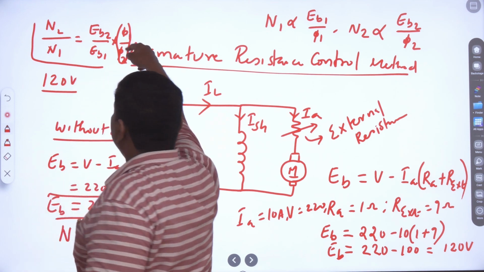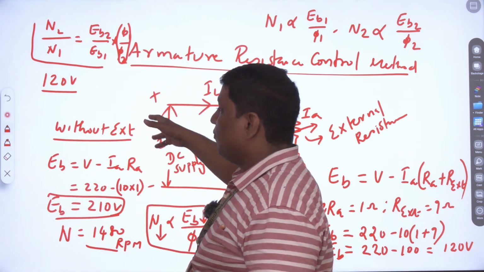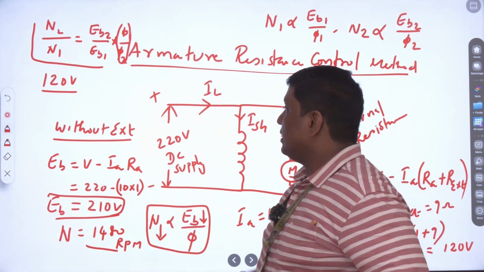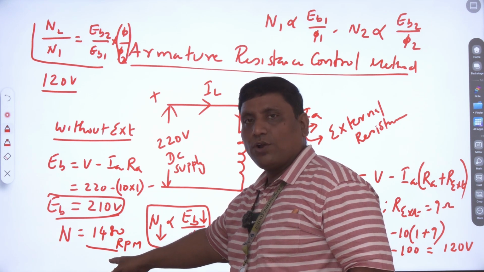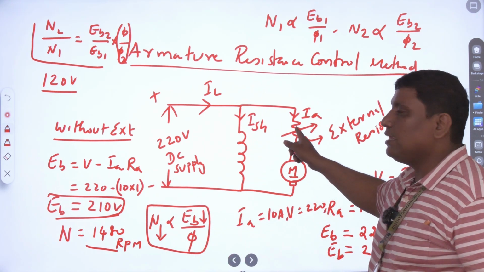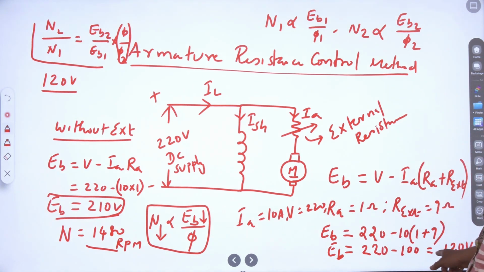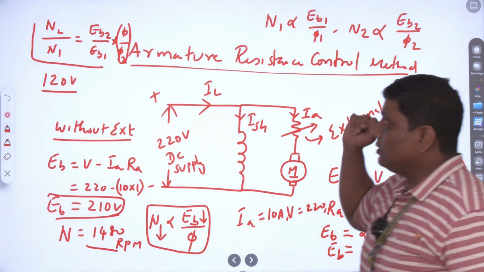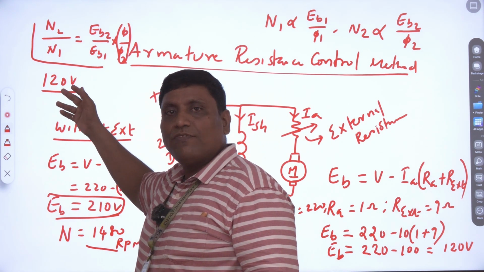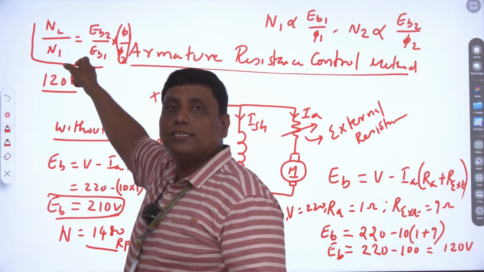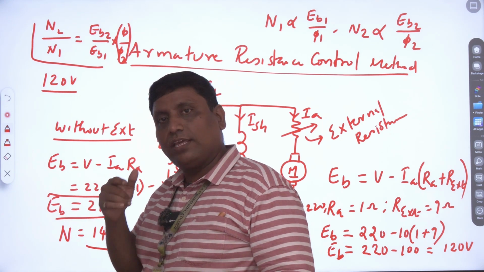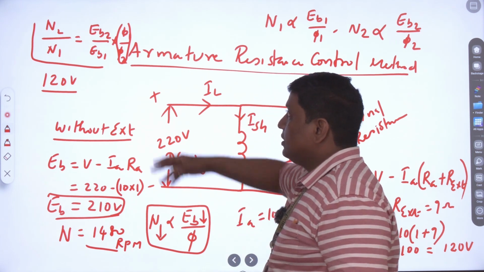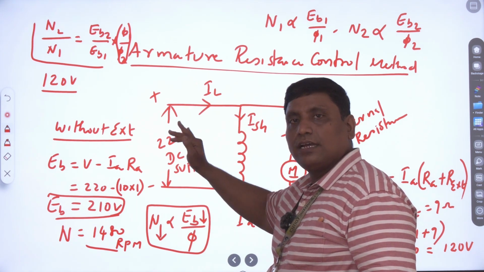Why? Because for explanation only I am giving this example. Initially for 210 volt we are assuming the speed is 1480 RPM, right? Now if you are adding the external resistance, the EB value is drastically decreased, that is 120 volt. Clear? Then what happened? The new speed value is drastically decreased. Using this formula we can calculate. Later we can solve one problem, then only you can clearly understand the concept. So using this relation we can calculate the new speed.